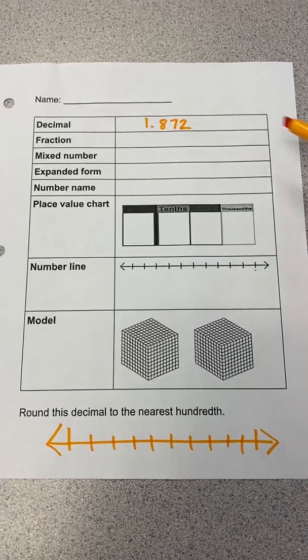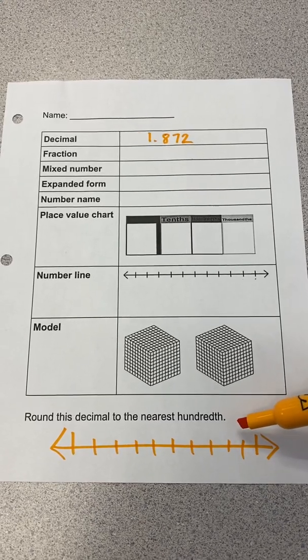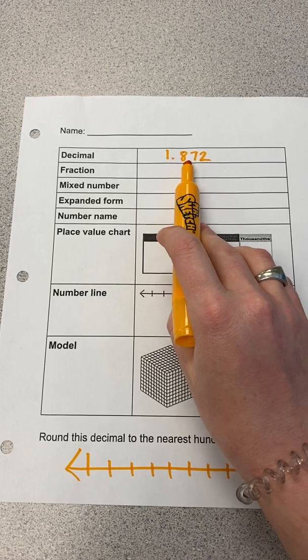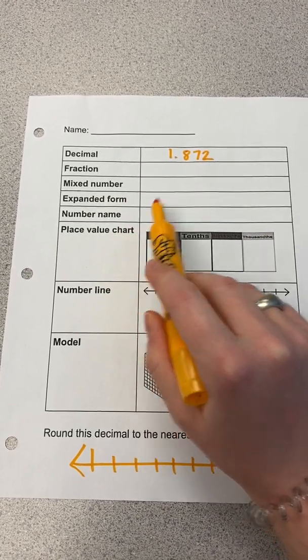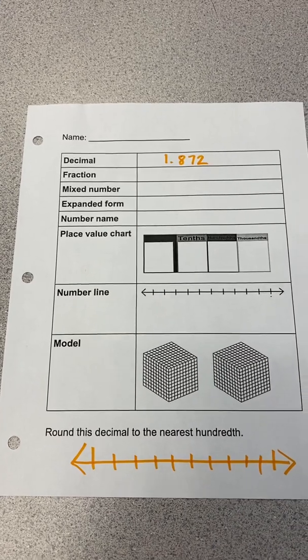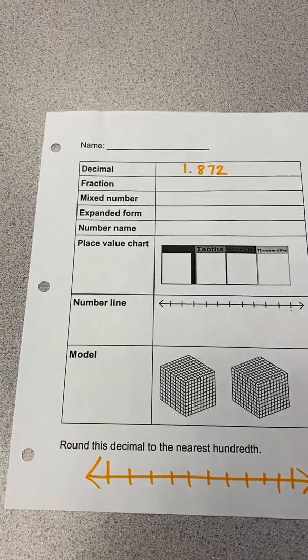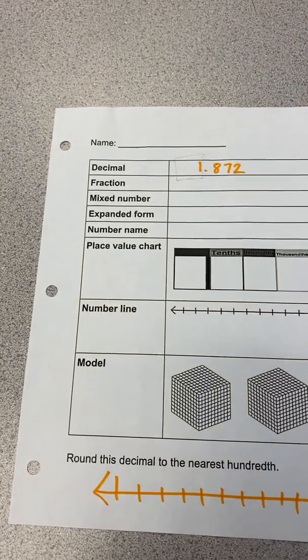We are going to show this number in multiple formats and then at the end round it to the nearest hundredth. So this number is 1 and 872 thousandths, which we use to help us write our number name. So when we are writing our number name or saying the number that we have, we look at the digits before the decimal point and say those. So that is a 1.